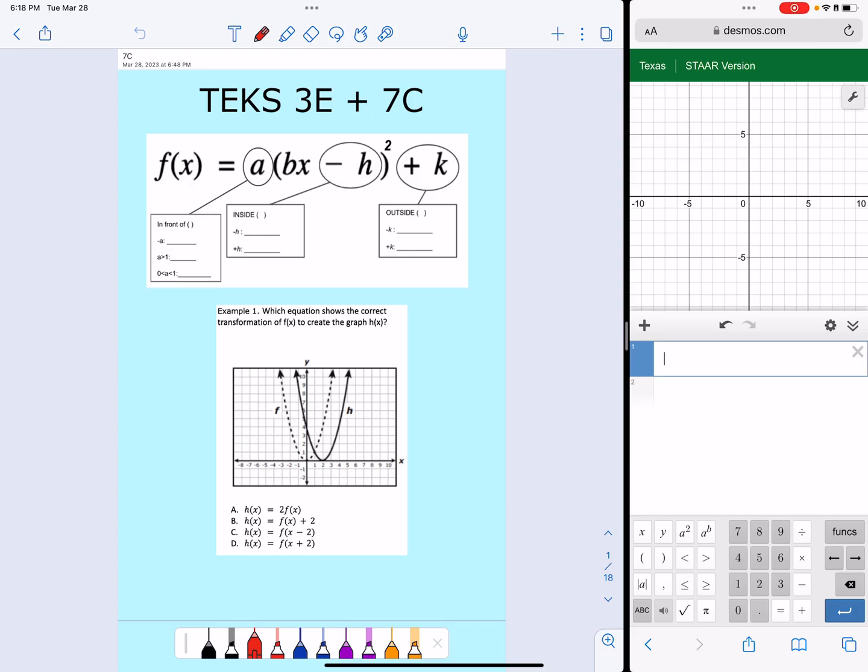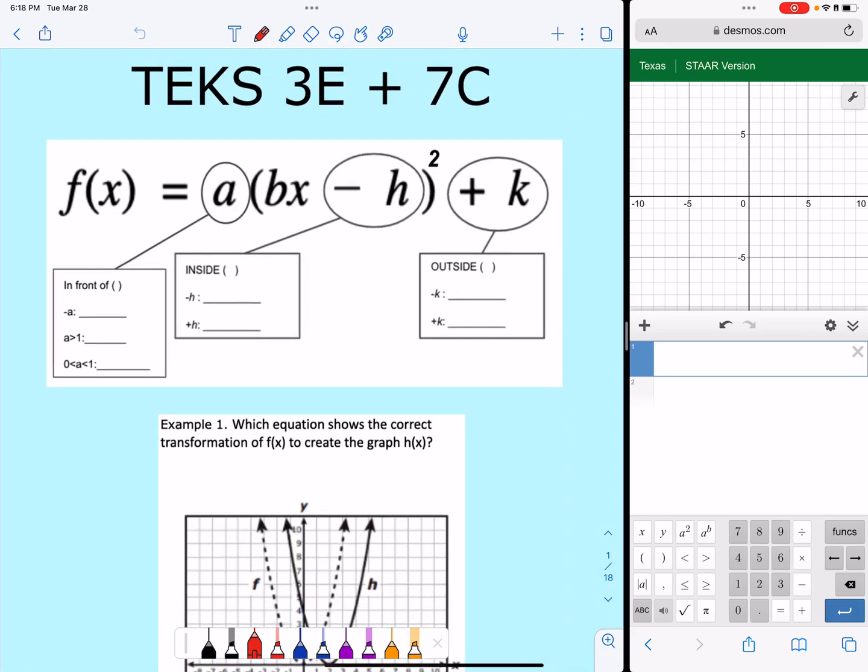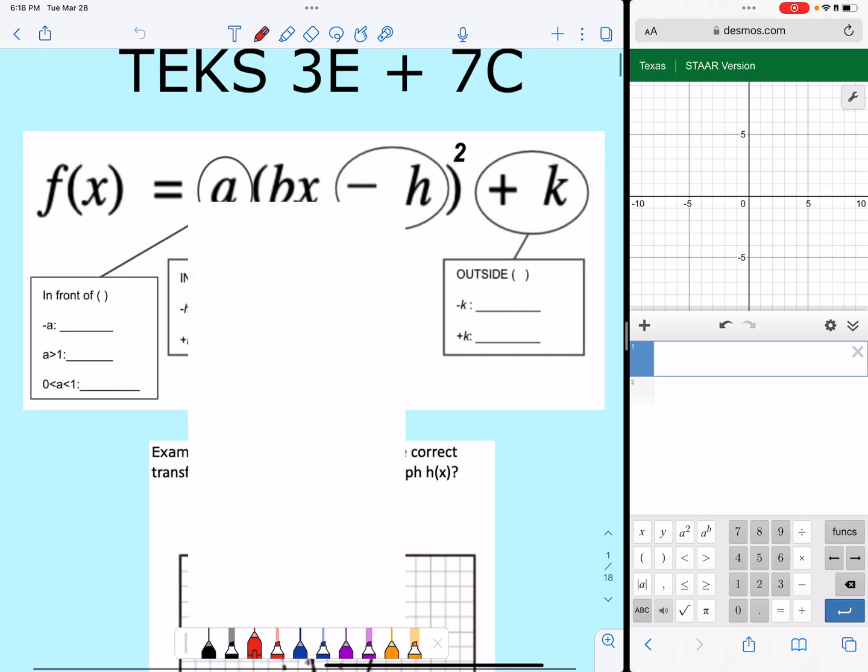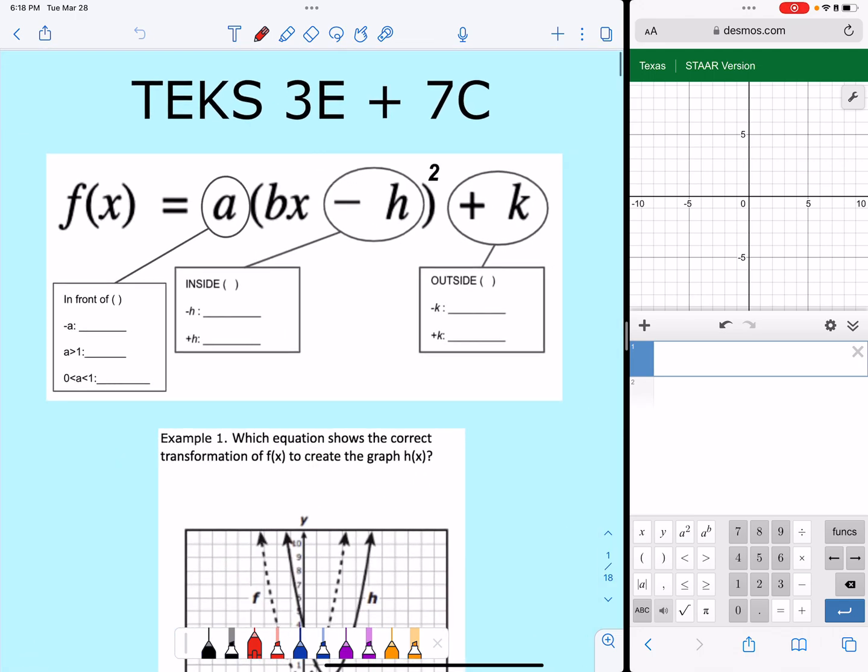All right, so today we are going to learn about transformations again. This is a big part of when we do the notes. Remember, when it is a negative h, it is going to go to the right. When it is a positive h, it is actually going to go to the left. These are always opposites. When it's a negative k, it's going to go down. When it's a positive k, it's going to go up.